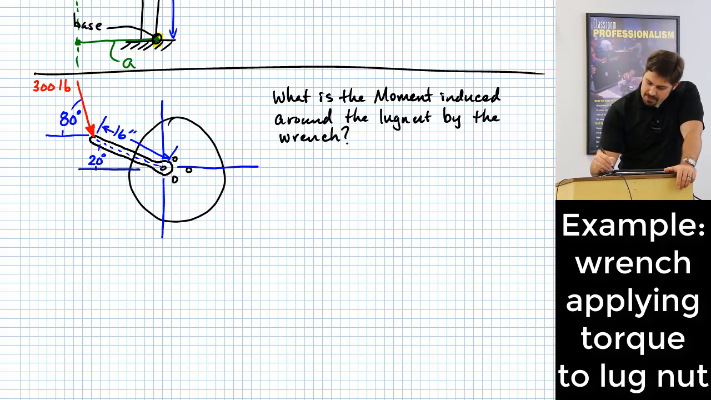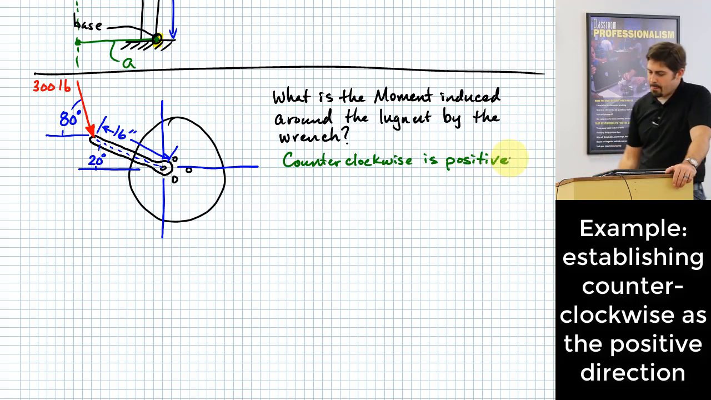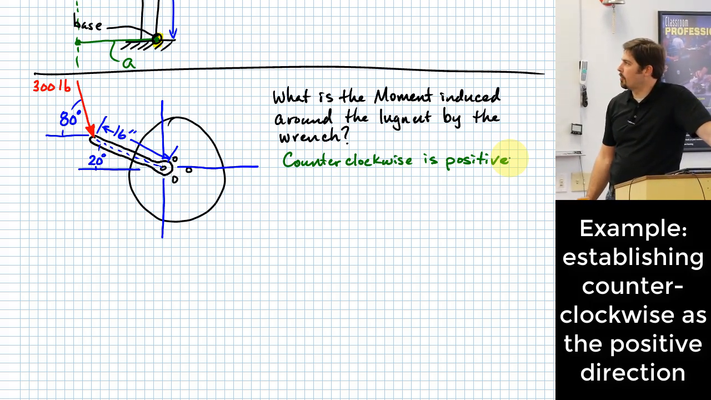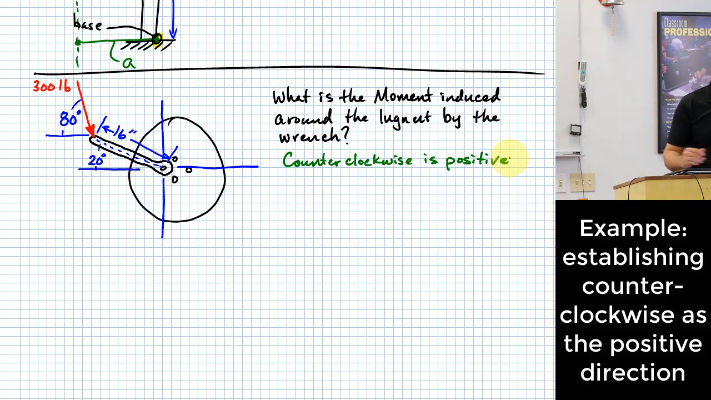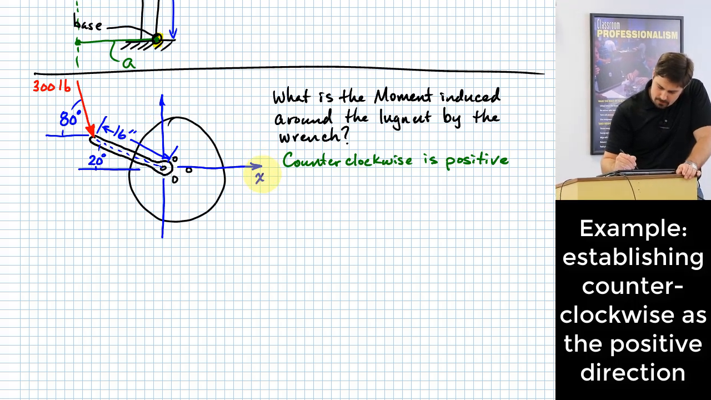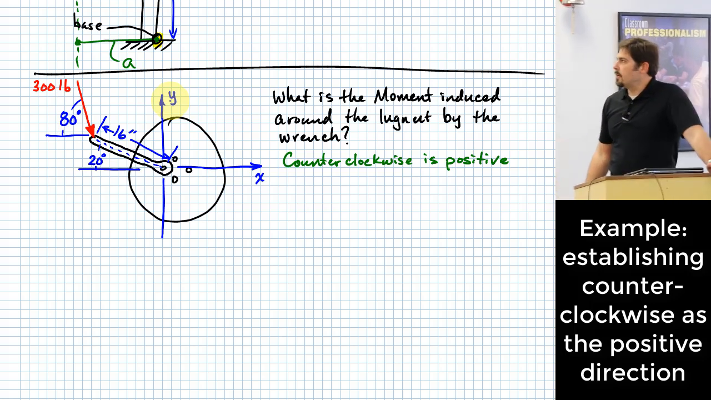Okay, let's establish a positive direction. Let's say counterclockwise is positive. So counterclockwise is positive. We've established a direction. What else should we do? I'll go ahead and establish a coordinate system there, a reference frame. That way our directions have an established meaning. What else do I need to do?